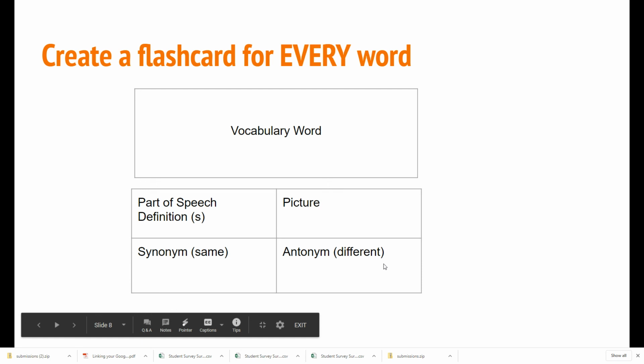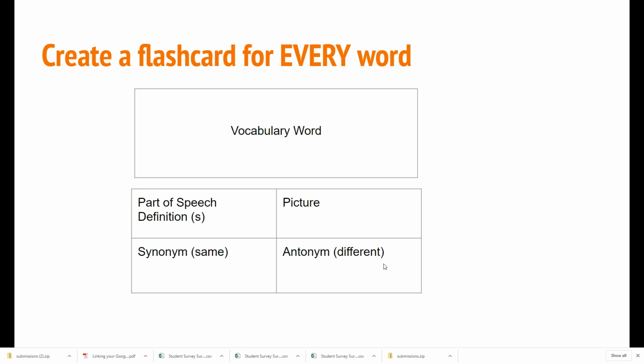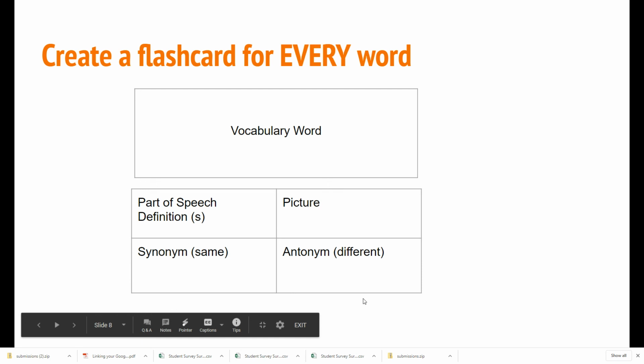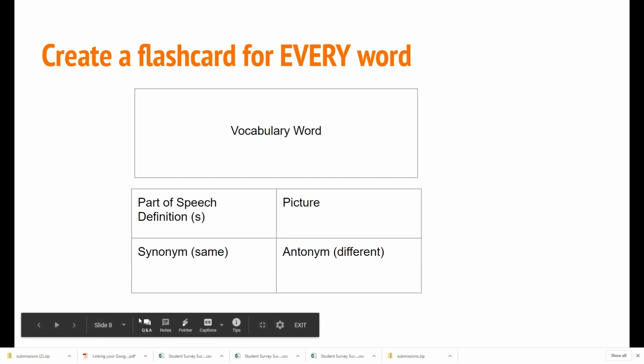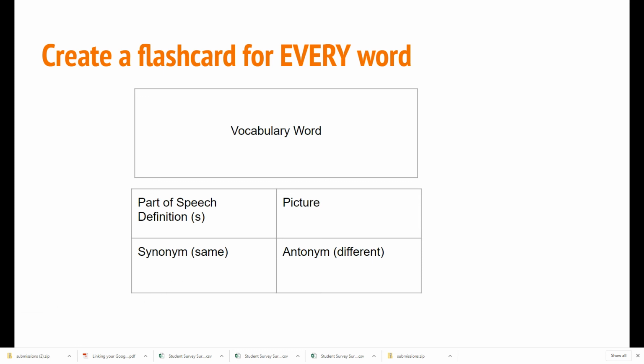Okay, and if you can create those flashcards, when we eventually are able to come back to school, you're going to be able to use those flashcards in different activities that we do here at school. So I highly recommend that you make those flashcards and keep them all together every week for all of the vocabulary words. Please let me know if you have any questions.